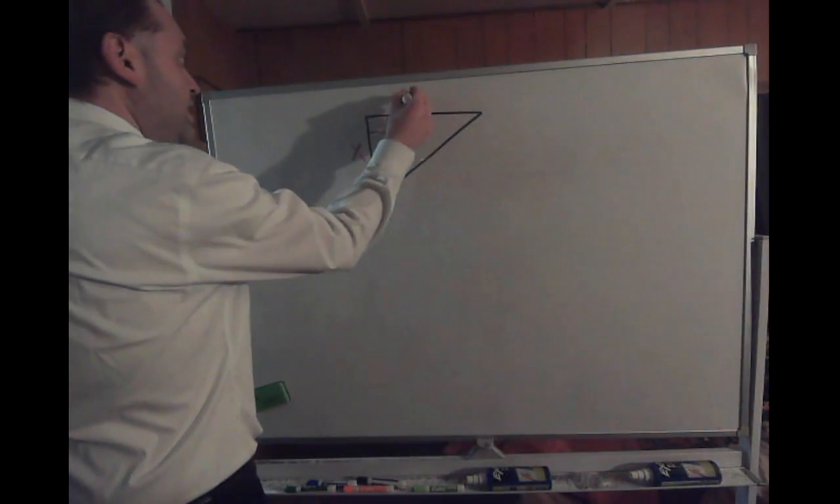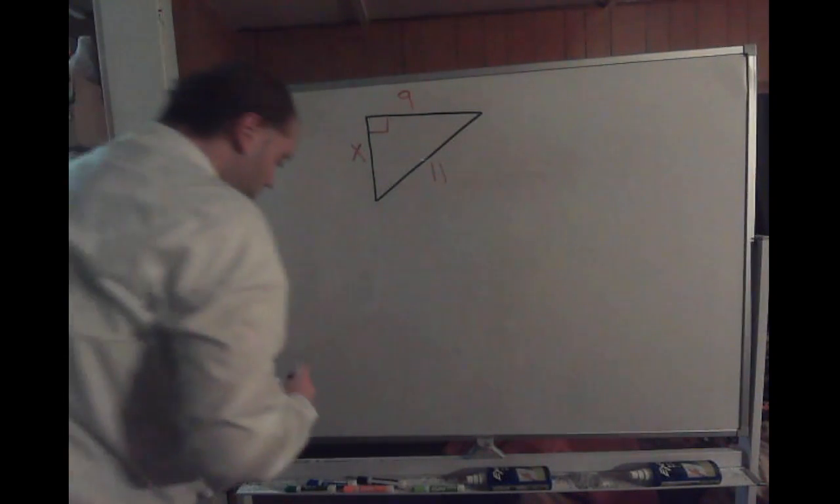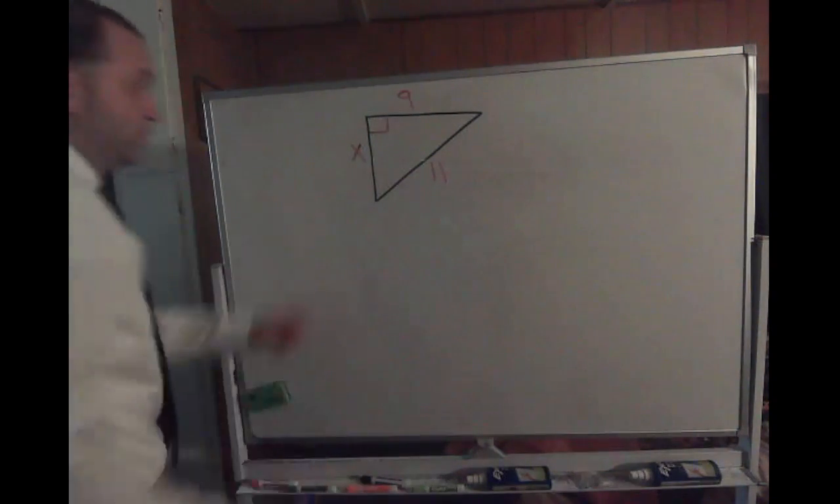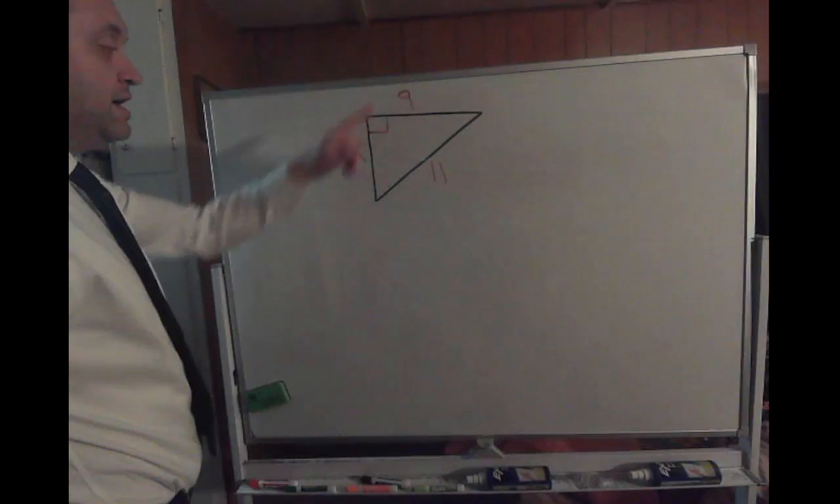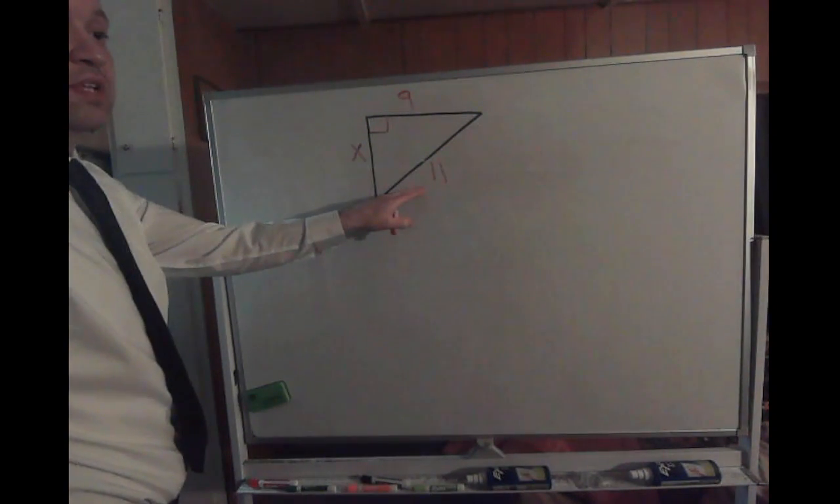X, 9, and 11. Okay. So this time we have a right triangle with one leg of length 9. The other leg has a length x. The hypotenuse has a length of 11.